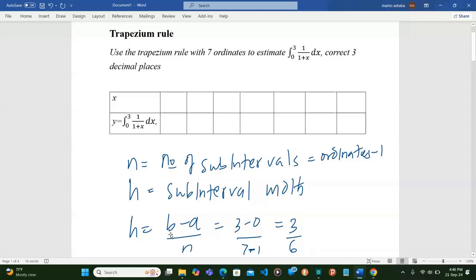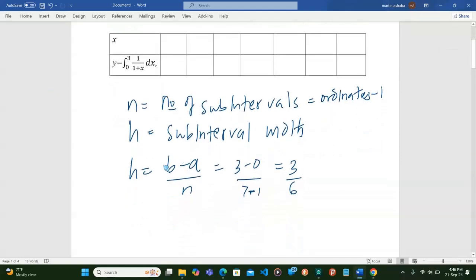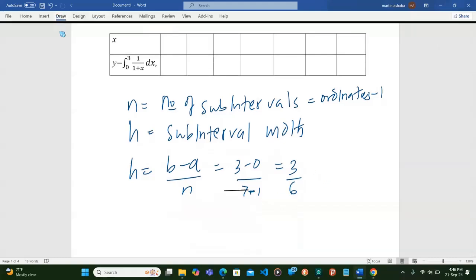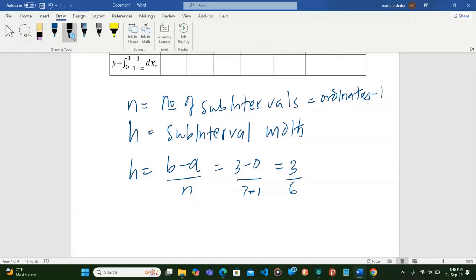So you will have b minus a divided by n, where n is what has been provided as the number of sub-intervals. But if they say ordinates, you have to subtract 1 to get this n. Okay, so let's proceed and get the answer here. So here, this is a half, and therefore I'm going to get 0.5.